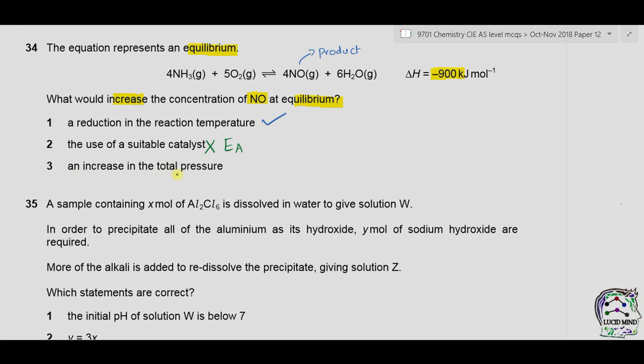Part 3, an increase in total pressure. Now pressure depends on the number of moles. We have 5 and 4, 9 moles on the reactant side and 10 moles on the product side. So when pressure is increased, the reaction will move from more number of moles to less number of moles, so the concentration of product will decrease. As only option 1 is correct, the answer is D.